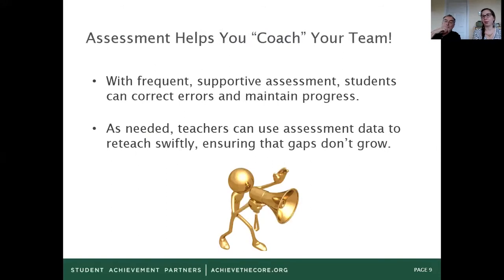First of all, with very frequent supportive assessment, students are able to correct the errors that they're making and maintain progress, right? So if they don't have the proper form for their free throws in the basketball game, they're able to correct their form. Same thing here. They can maintain the progress that they need. And in that way, teachers can swiftly reteach so that gaps don't grow, so the Matthew effect doesn't happen, as David's talked about so much in this course.